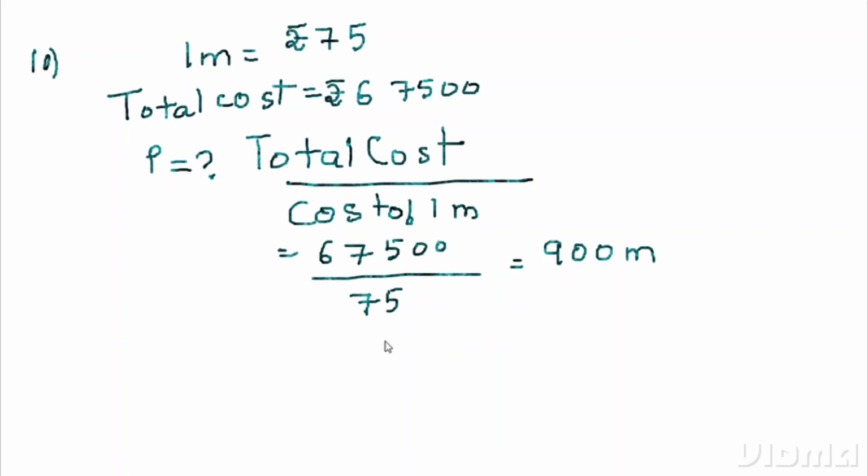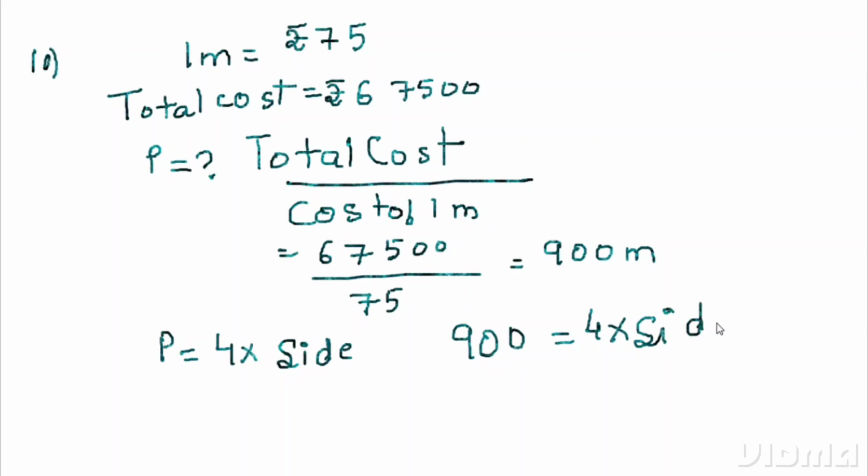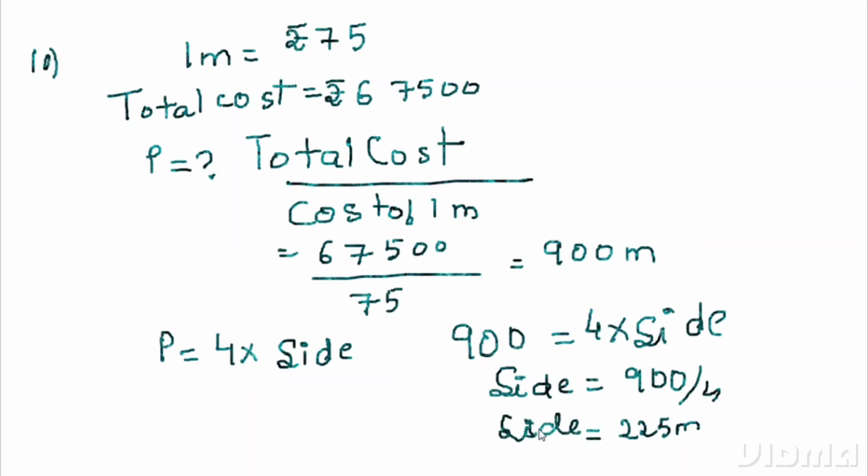Now you can find the side. So I can write perimeter is 4 times side. Perimeter is given to me as 900, so 4 multiplied by side is 900. So what is my side? Side will be 900 divided by 4. When I do 900 divided by 4, this gives me 225. So this is the side of the square. So this was the 10th question.